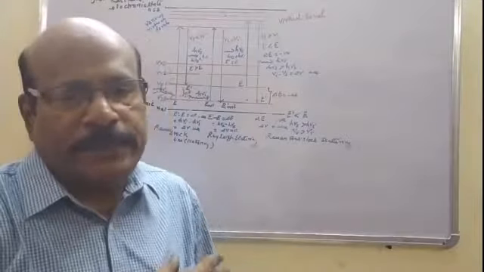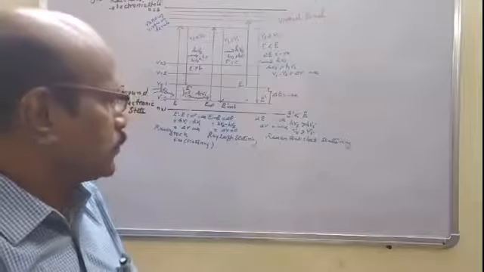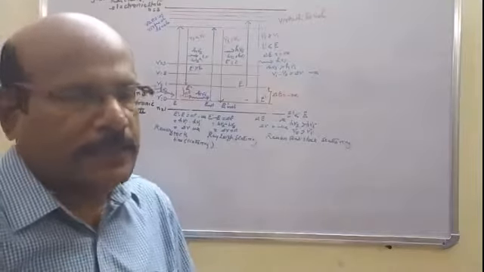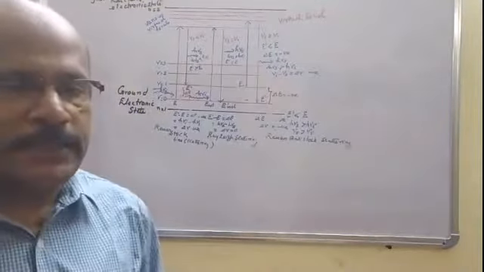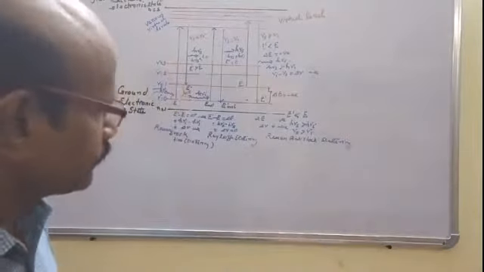Let me explain today the schematic representation of the Raman scattering, that is the Stokes scattering and anti-Stokes scattering, with respect to the Rayleigh scattering. So we have to represent it in a schematic or pictorial way.